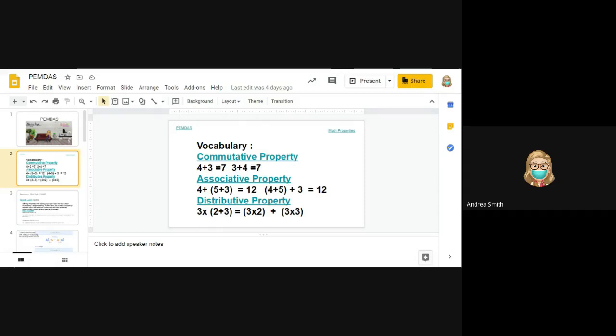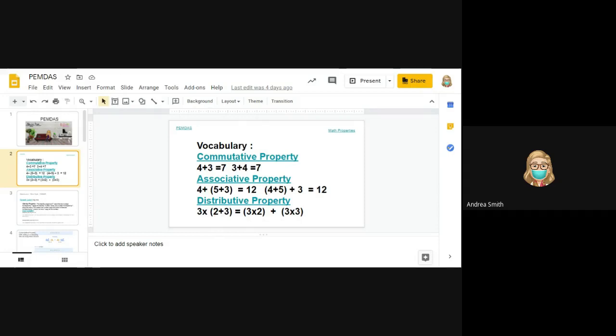Now, distributive property. Distributive property, I'm going to say, is probably a little bit more difficult to understand, because when you see the actual definition of distributive property, it's kind of long and it sounds very confusing. It uses a lot of math vocabulary, but it's really kind of simple when you look at an example. So let's just look at the example under distributive property.